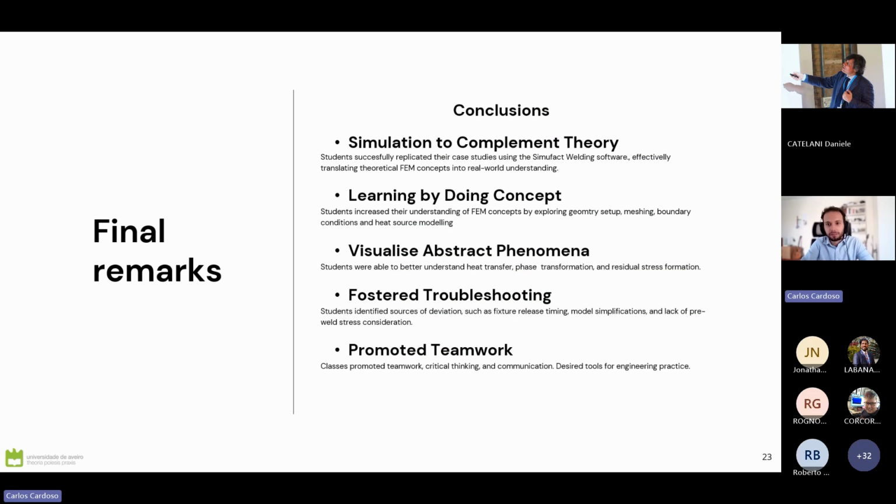As for final remarks, and as I've been showing you, I believe that this course effectively transformed theory into practice. The more theoretical initial classes were soon complemented by the software where students were able to apply their knowledge. And beyond the learning by doing concept, something that personally helped me was the visualization of complex phenomena, the phase changes and residual stress patterns. So this whole experience shows how simulation tools can aid professors to make students learn actively.